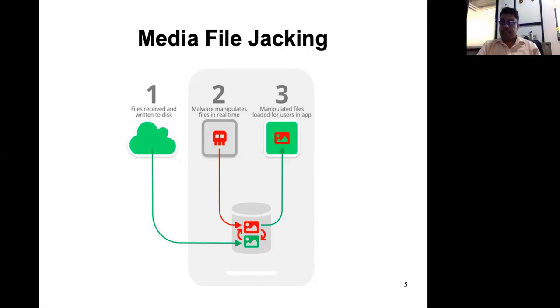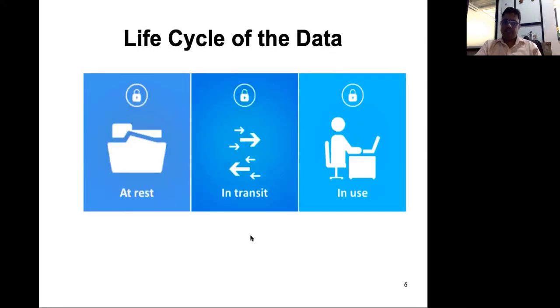Usually there is no such man in the middle attack. Data is encrypted end-to-end. However, when this WhatsApp application stores the data in your phone, it stores it in plain text format. Because of that, malware running on the same phone can access and alter it. The application is not aware that malware is altering it, so the application may think it is correct data which it received and act on it. So that is the problem.